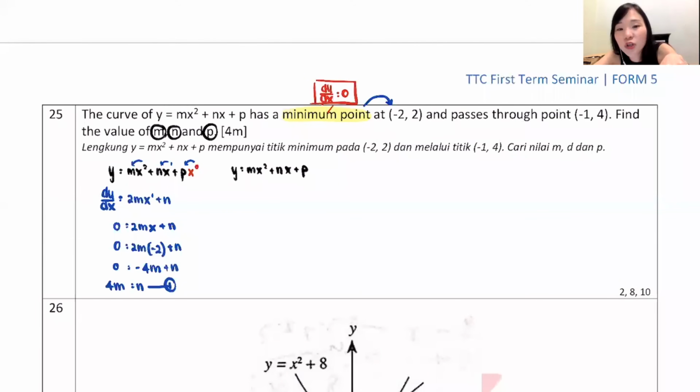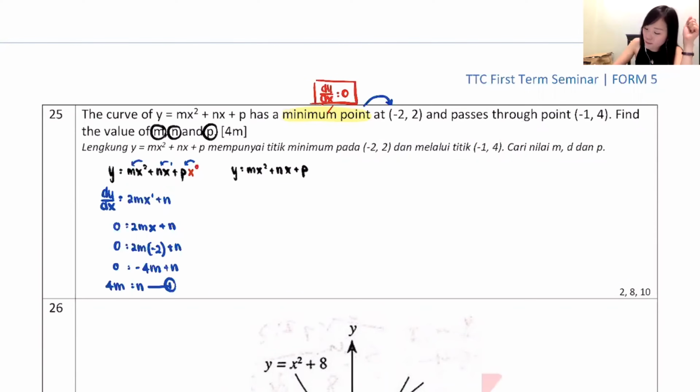When you look at this equation, do you realize that other than the unknowns m and p, they also have x and y? So there are 5 unknowns. You have to find m and p. I think the x and y should disappear. So how do x and y disappear? Sub in any coordinate the curve passes through.